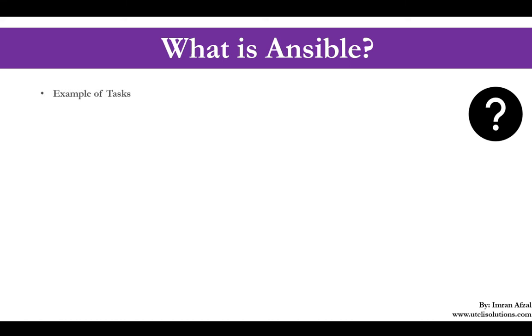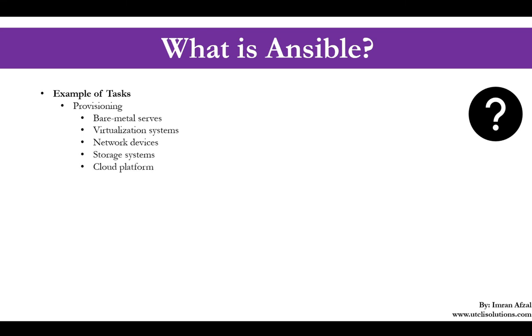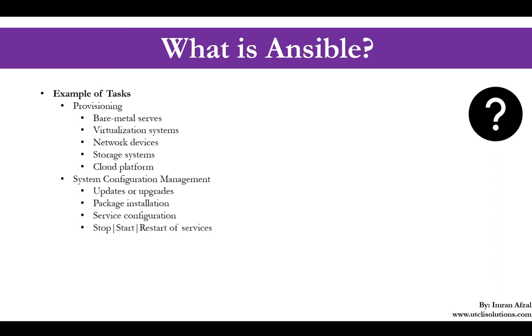Now let's take a look at a few examples of the tasks that can be automated using Ansible. Provisioning, which we already have talked about. You could actually provision your bare metal servers, virtualization systems, network devices, storage systems, cloud platforms. Also, you could do system configuration, as I mentioned. What are the examples of system configurations? Such as updates or upgrades, package installation, service configuration, stop, start, restart of any services that can be done using Ansible.